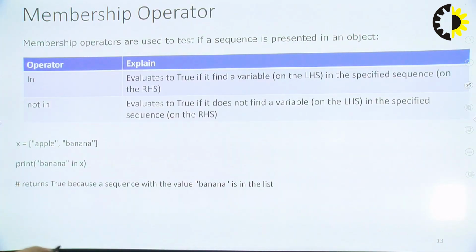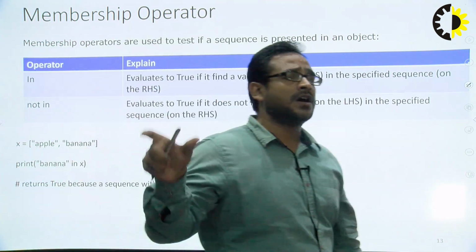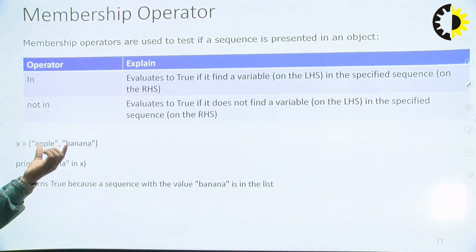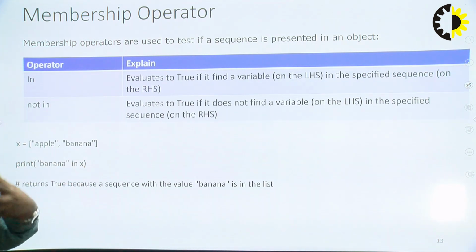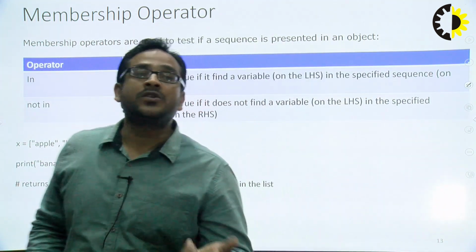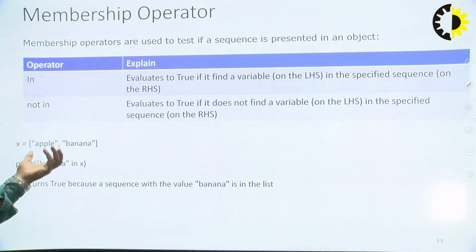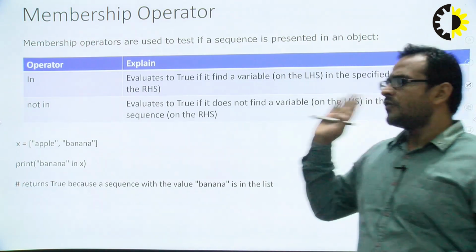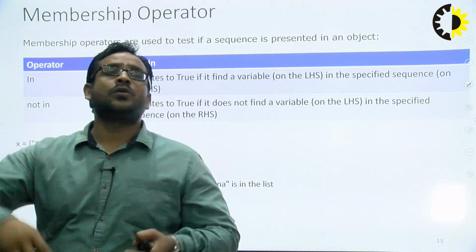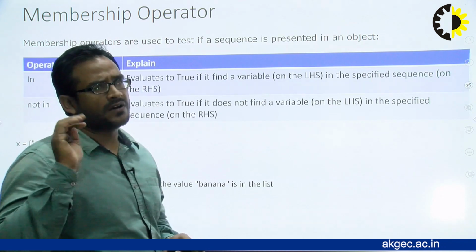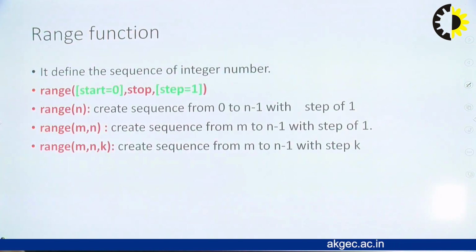Membership operator: if you want to check whether a particular value is a member of a particular list or tuple. You can see an example where x is a list with two values, apple and banana. I am writing print banana in x. It is asking a question, checking membership: banana in x. It returns true because banana is in x, right? If I write guava in x, it returns false because guava is not a member of x. So if you want to check membership in a large list, you can use the membership operator. It checks in or not in. Understood? It also returns true or false.